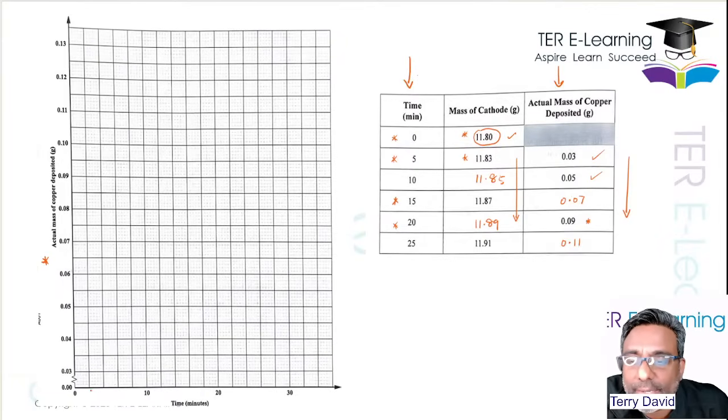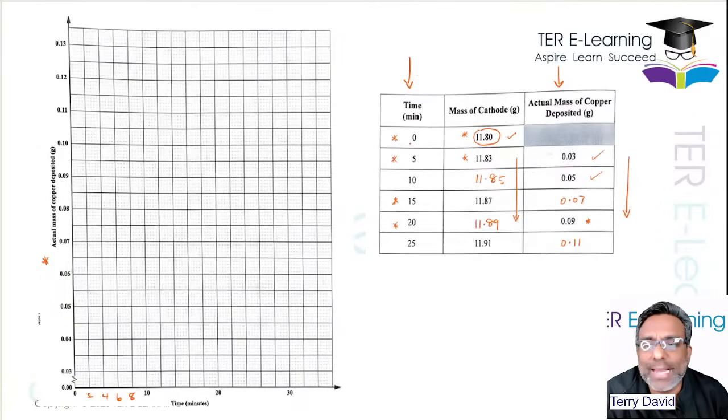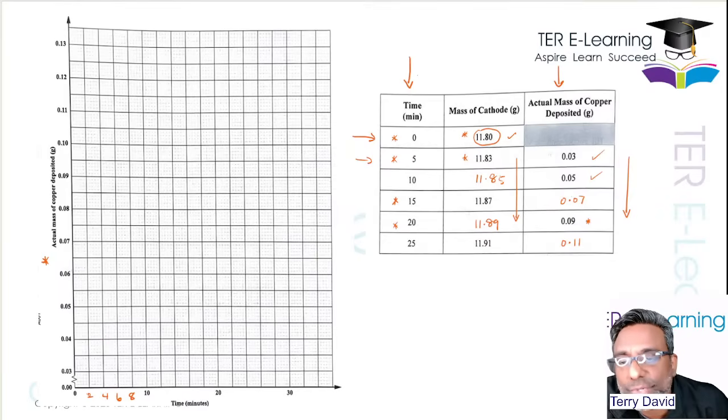Let's look at the scale here. This here is 2, 4, 6, and 8, so we're going to use that. At 0, we have no copper deposited in the first line, so you don't need to plot this one. After 5 minutes, we have 0.03, so 0.03 is going to be here. Now for chemistry, they like the dot on the circle, so I'm going to use the dot on the circle. So this is your first point, plotted.